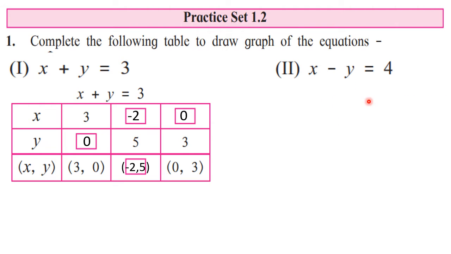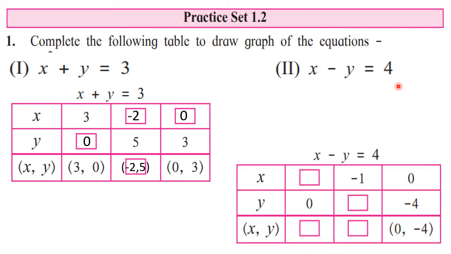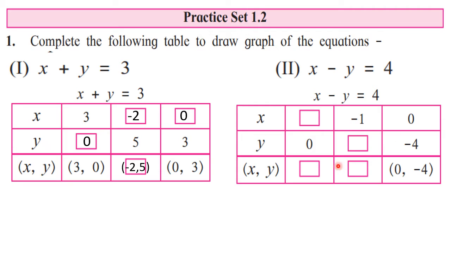One more sum is given here. See, x minus y is equal to 4. So similarly you have to solve it. Here this box is completely given, which means one pair is completely solved, but here we have to solve. When you put y is equal to 0 here, the value of x is going to become 4, which is very easy. And the ordered pair is 4 comma 0.